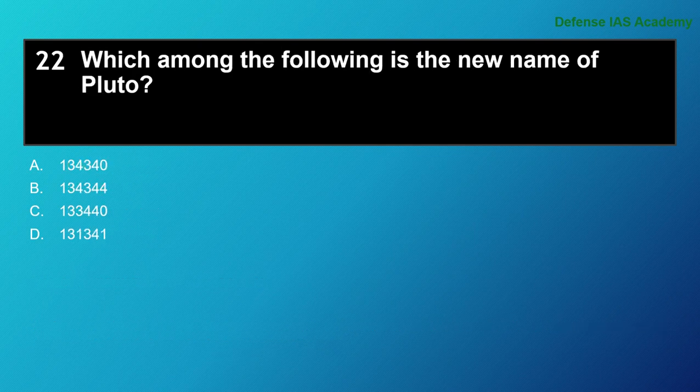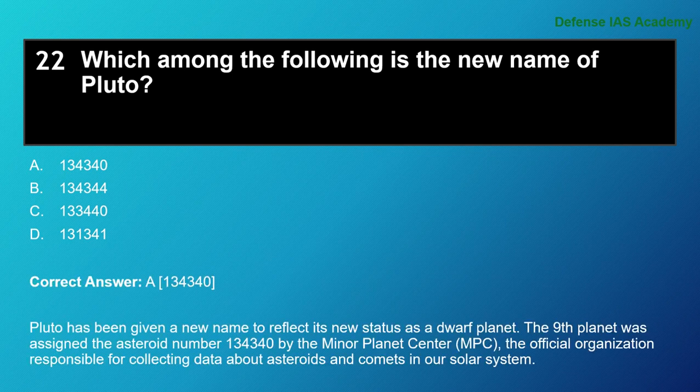Question 22. Which among the following is the new name of Pluto? The question is being repeated. The answer is 134340. It was the ninth planet. Now it is removed from the ninth place of the planet list, and it is given an asteroid number, 134340, by the MPC.